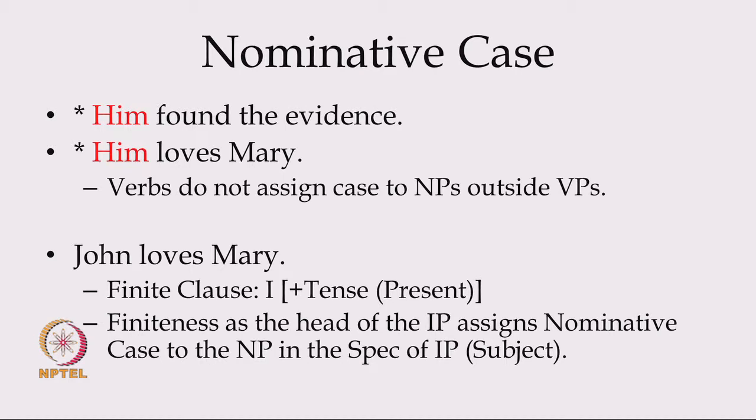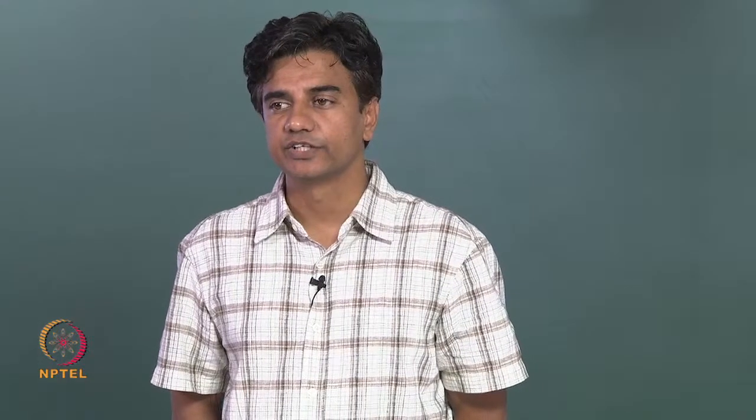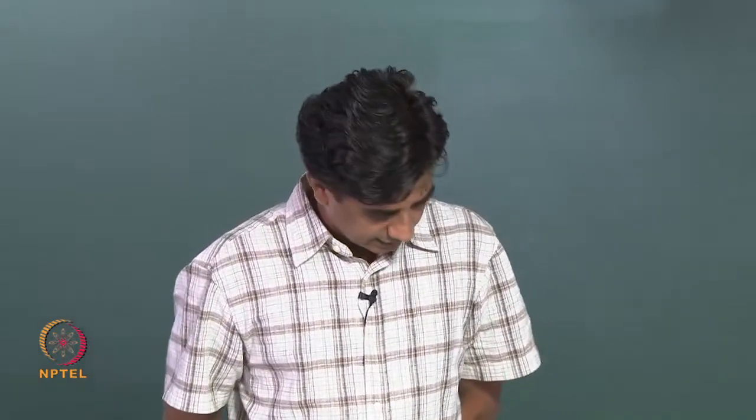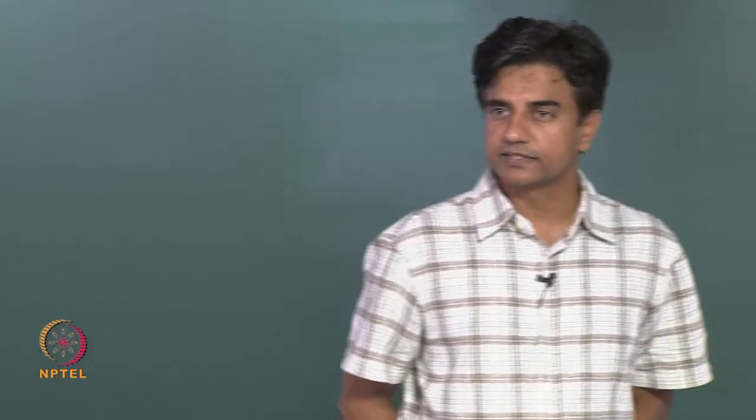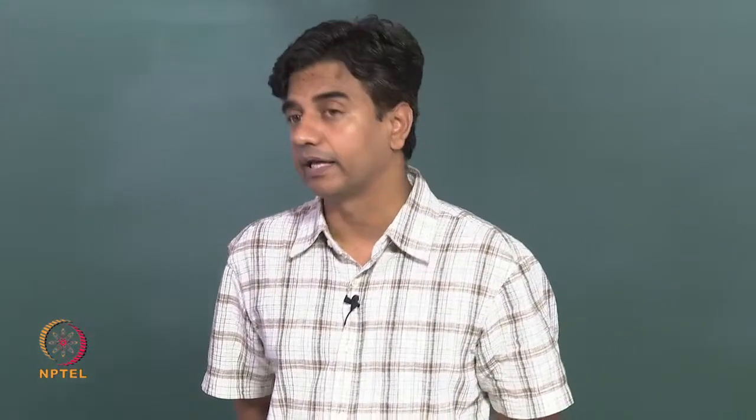What we have seen so far, let me put that in perspective. We are trying to see how cases are assigned to different NPs in a sentence. There are two types of cases on empirical grounds: one is abstract case and the other is morphological case, in terms of their appearance on a noun phrase.